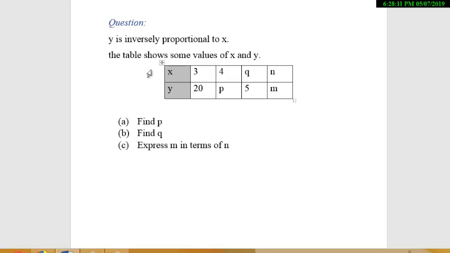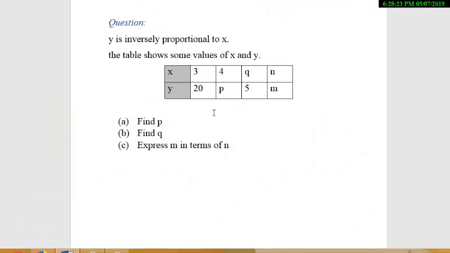And the question is, y is inversely proportional to x. Okay, it's better to use the formula method here. It's up to you. You can also use the without formula method. Okay, let me use without formula. So y is inversely proportional to x. So let me write this information here.